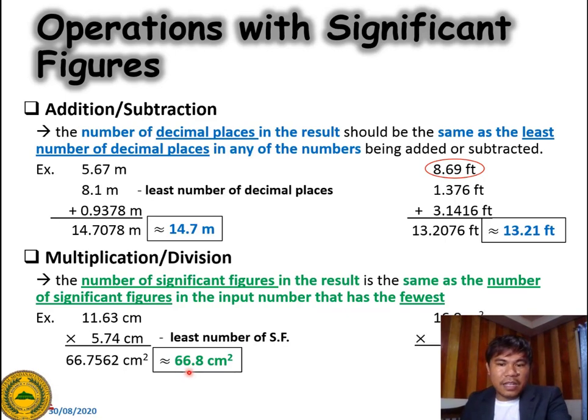So the same thing for division. All you need to do is follow the entry which has the smallest or the least number of significant figures. That should be the number of significant figures that can be found in the quotient.